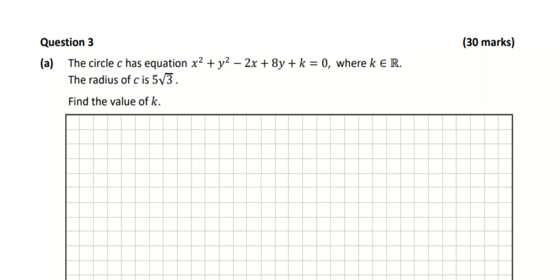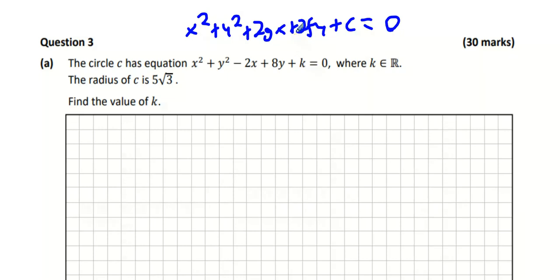So the next one is the circle C. It has this equation here, and the radius of C is 5 root 3. Find the value of k. Now, this is expressed in the gfc format, the format being x squared plus y squared plus 2gx plus 2fy plus c equals 0.